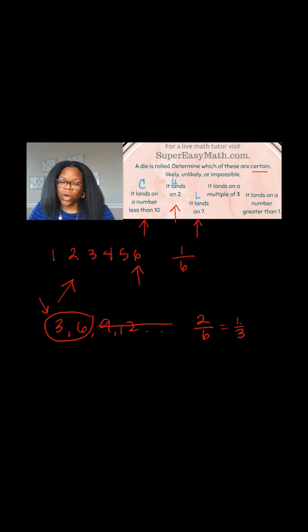So because 1/3 is less than half, or 2/6 is less than half of the rolls, I would say that the probability of it landing on a multiple of 3 is unlikely.